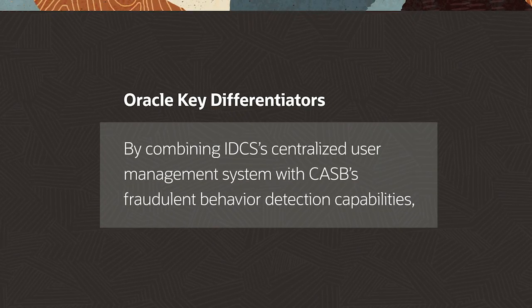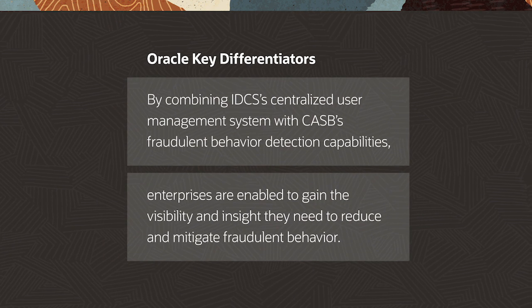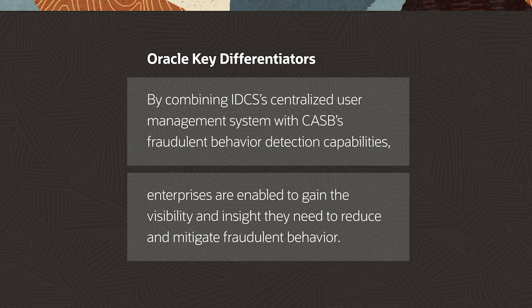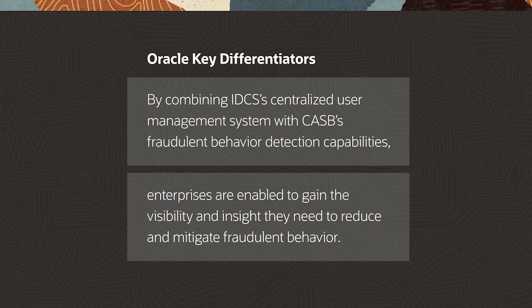Oracle IDCS and CASB work in tandem to provide a unified, comprehensive security solution. By combining IDCS's user management system with CASB's fraudulent behavior capabilities, this enables enterprises to gain the insight and visibility they need to reduce and mitigate fraudulent behavior. Ultimately, this single pane of glass solution will help drive the business and eliminate the constant worry of, are we doing enough for our users? And are we doing enough for our organization?